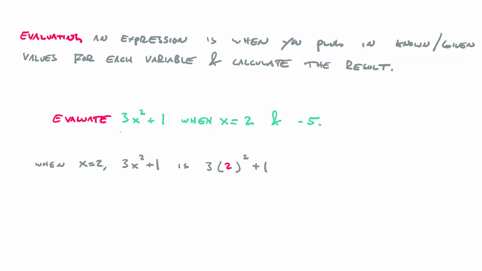So we'll start with 2 first. And usually what I do is I just put parentheses around any specific variable that we're plugging in for. And then I plug in the value that it says that it's equal to.